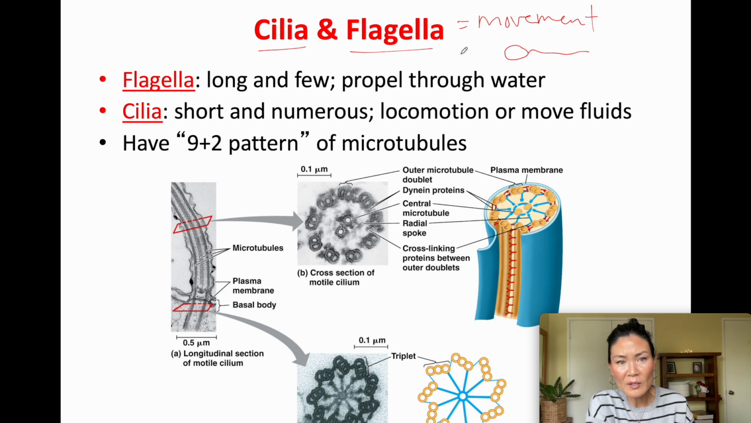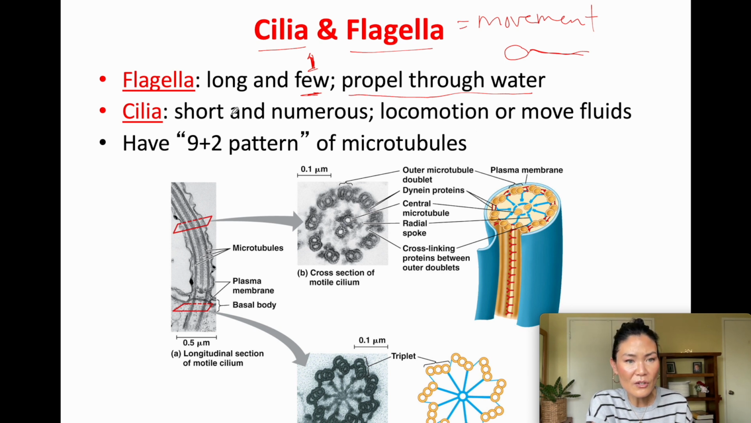Most sperm only have one flagellum, so that's what I mean by few. There's usually just one, and it's usually long in comparison to the cell. Compared to cilia, you're going to find one of them, and it's going to be pretty long. It helps the cell, or the sperm, propel through fluid, through water or fluid.